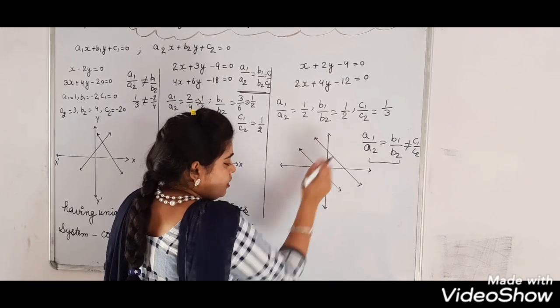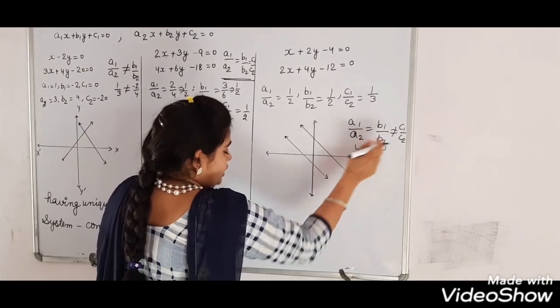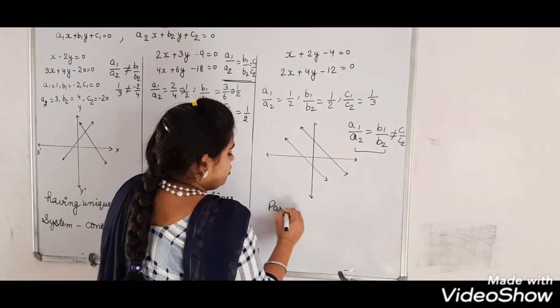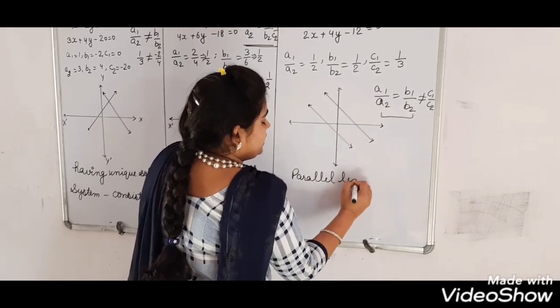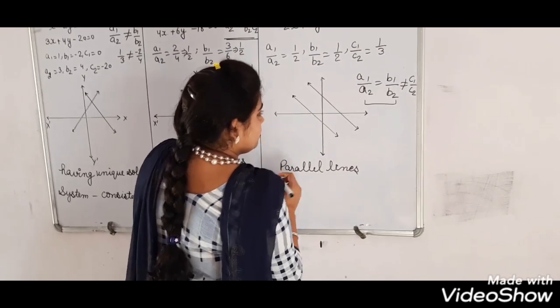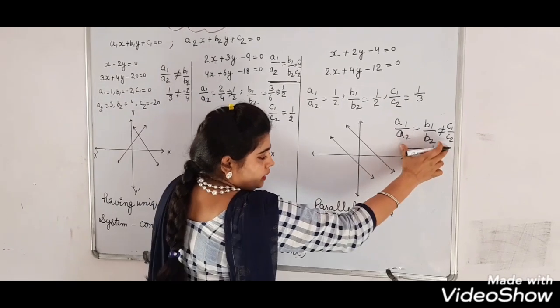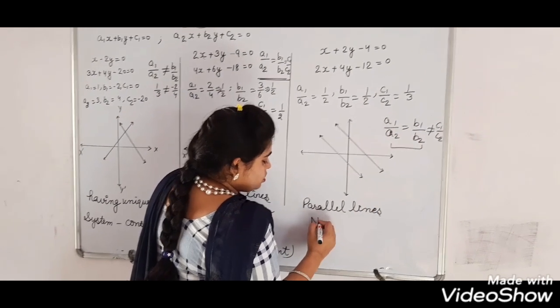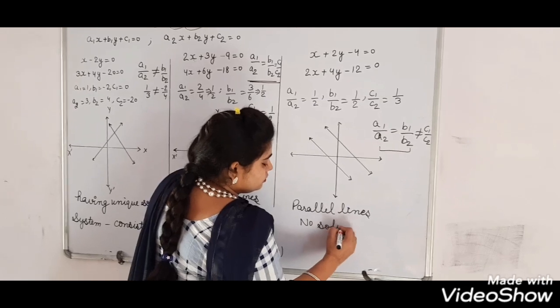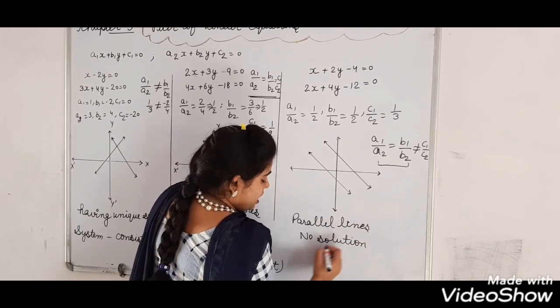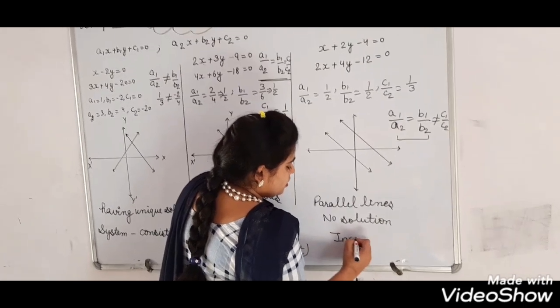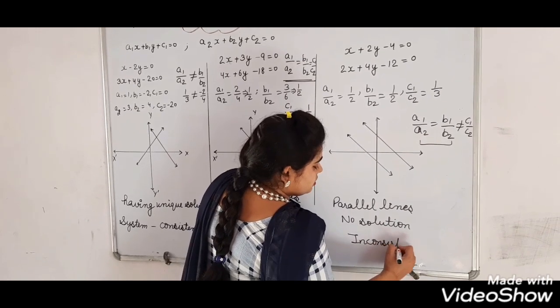This graph, or this condition, will have parallel lines, and in this condition, there will be no solution and the system will be inconsistent.